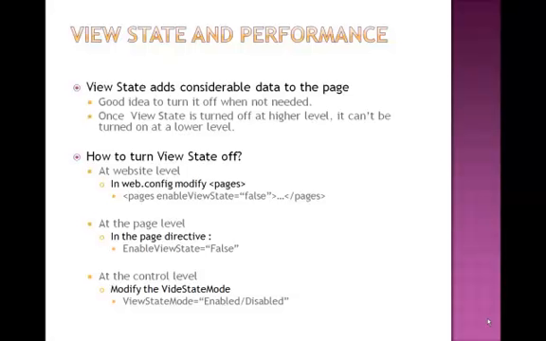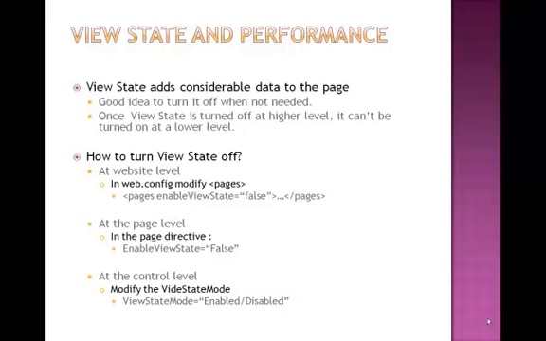Because the view state engine adds a considerable amount of information to the page, it is usually a good idea to turn it off when you don't need it. If you do this, you can minimize the size of the hidden view state field in the final HTML markup page. That means that your page becomes much smaller and it loads much faster into the browser. We can turn off the view state in three different places and in three different ways.